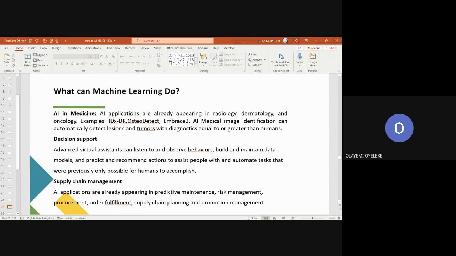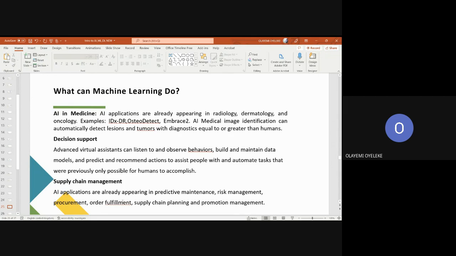Then we also use them as decision supports, like virtual assistants. A kind of virtual assistant could be a chatbot. So virtual assistants can listen to and observe behaviors. They can build and maintain data models. They can predict and recommend actions to assist people.